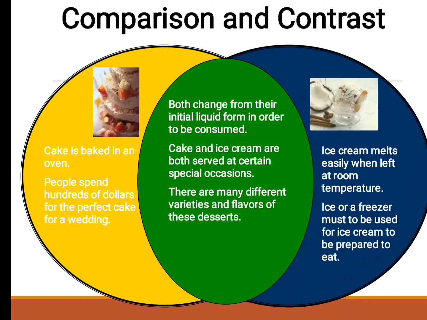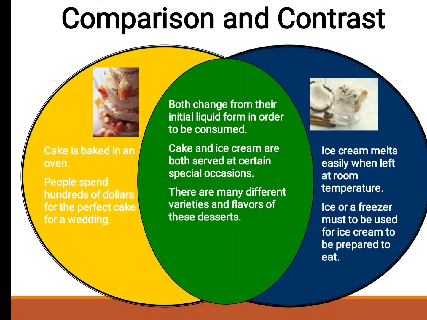Now look at the yellow box. It is about the cake. Cake is baked in an oven. People spend hundreds of dollars for the perfect cake for a wedding, right? Then look at the blue box. Ice cream melts easily when left at room temperature. Ice or a freezer must be used for ice cream to be prepared to eat, right?